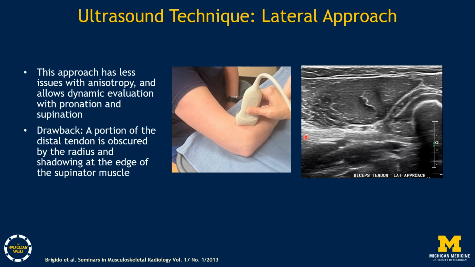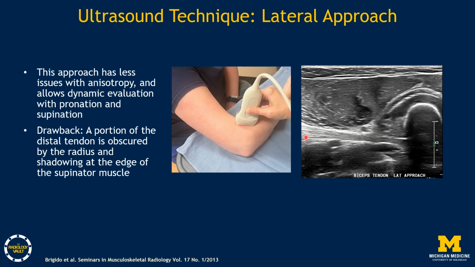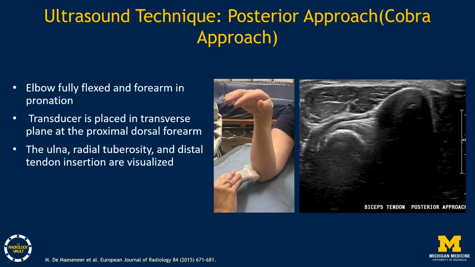A drawback with the lateral approach is that, as you can see, the shadowing from the radius obscures the visualization of the distalmost insertion of the tendon. Also, there is shadowing at the edge of the supinator muscle, which can create some hypoechogenicity in the tendon at that level.